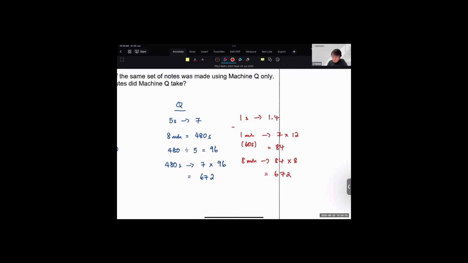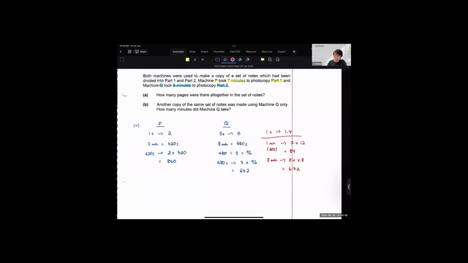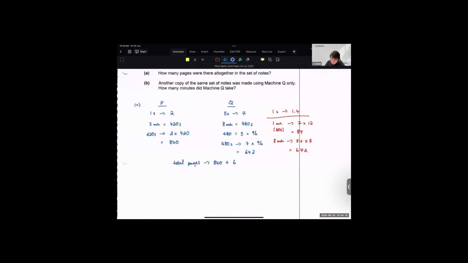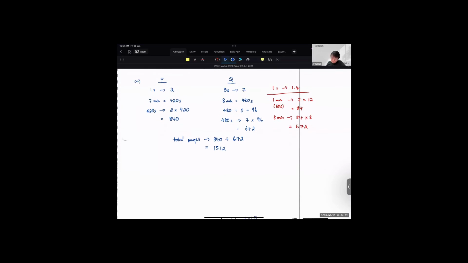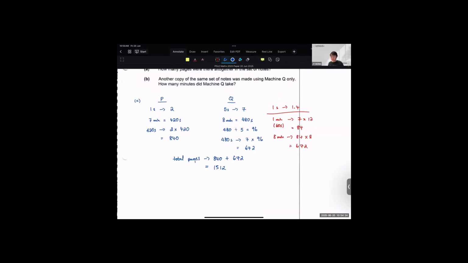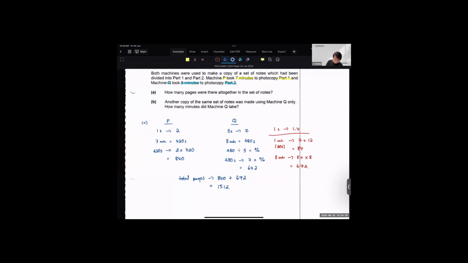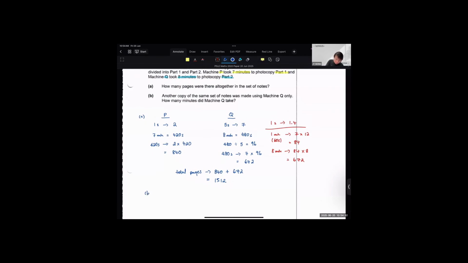But there are multiple ways for you to process the question. You process it in whichever way you prefer. And therefore, your total pages is 840 plus 672 to give me 1512. Okay? I'm not done with this question yet.